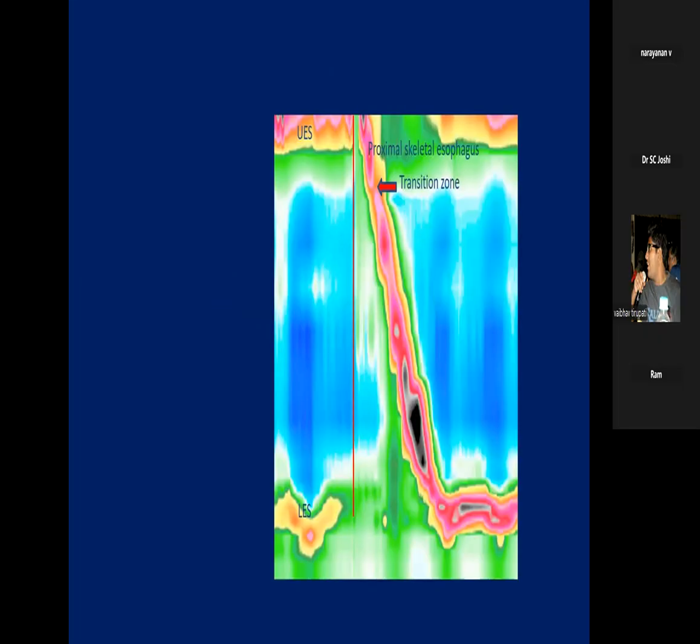So now you are all familiar with this. This is upper esophageal sphincter. You see on the top, the proximal skeletal esophagus. Then you have a little transition zone. Below that is the smooth muscle divided into segment 2 and segment 3. So this is segment 2, and nearer the ampulla is segment 3. Then you have the lower esophageal sphincter. With deglutition, there is relaxation happening here, and the wave is going forward. So this is our normal esophageal manometry.